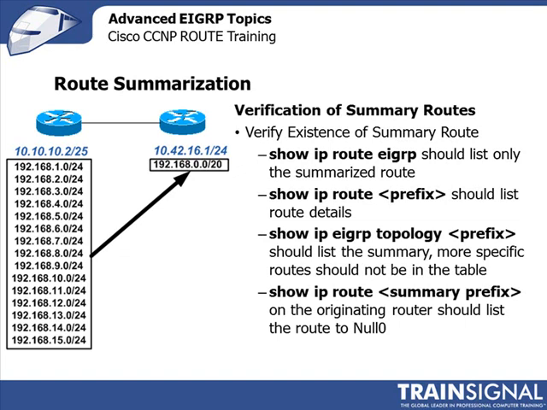And then on the originating router, make sure that you do a show ip route and see that there is a null 0 interface pointing to that. That should be another aspect of understanding and verifying how your summary routes are operating.